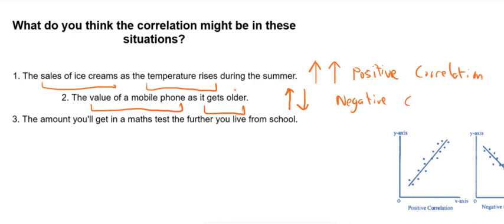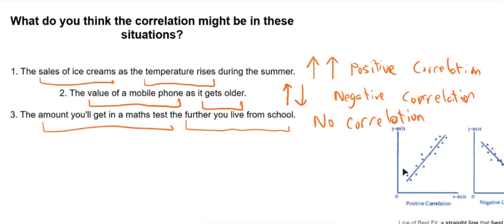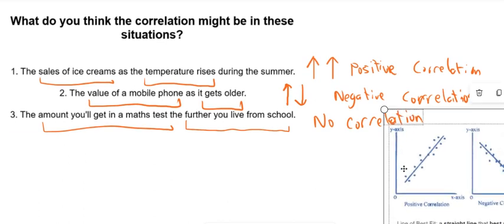I'll show you what these look like on a scatter graph in a minute. But these are the types of correlation. Then let's look at the third one. The amount you'll get in your maths test, the further you live away from school. One thing is your grade in your maths test, the other is how far you live from school. Because the two of them are pretty much independent, there's no actual correlation there. If you live really close to the school or really far from the school, it shouldn't affect how much you get in your maths test. So that's the three types of correlation.